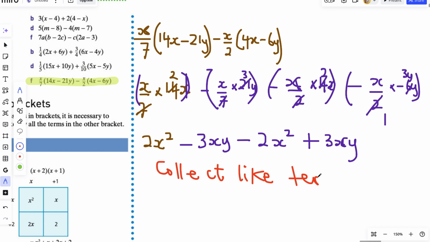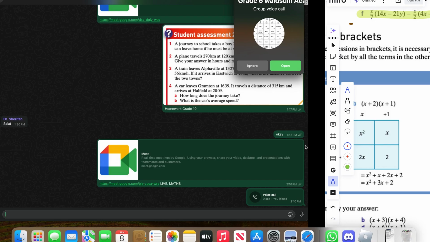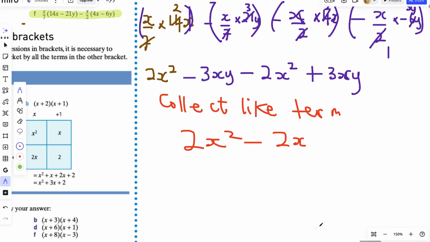Now let's take a look at that. We have 2x squared minus 2x squared. So I'm going to write down here, even though that will result in 0, 2x squared minus 2x squared. They're similar. So you write the one with x first, and then you move on to the next one. You write the one with x, 2x squared, not 2xy.